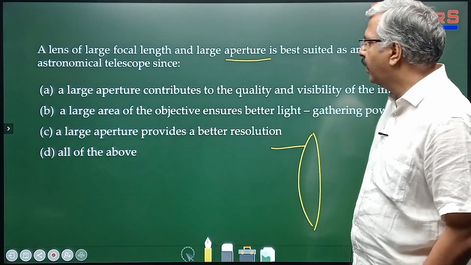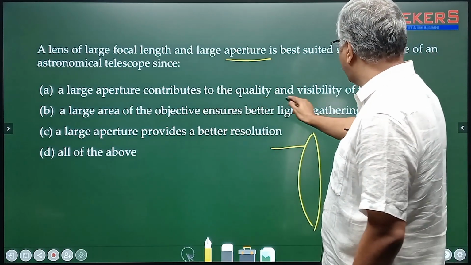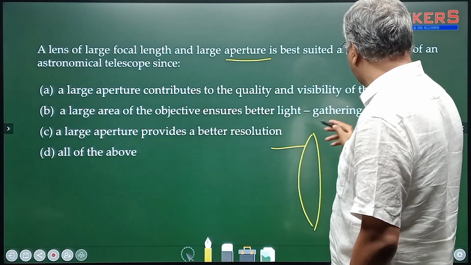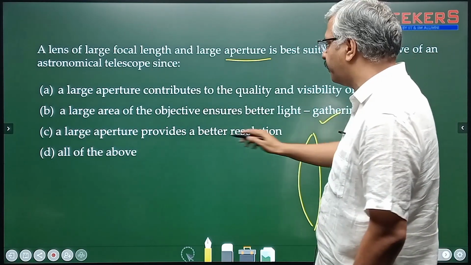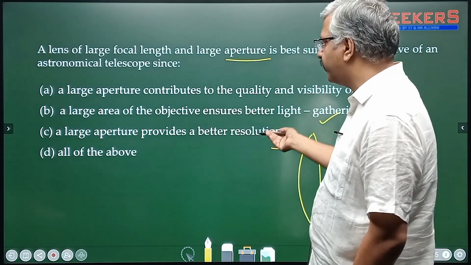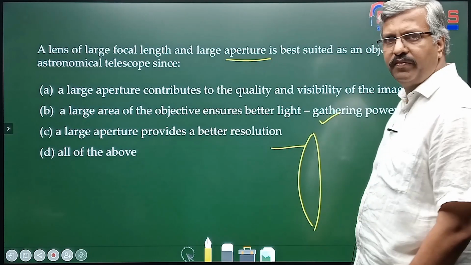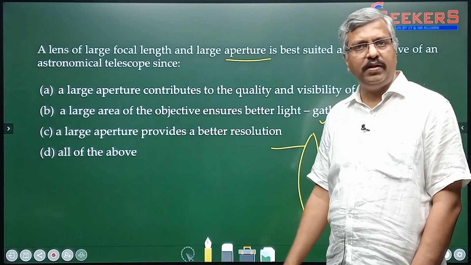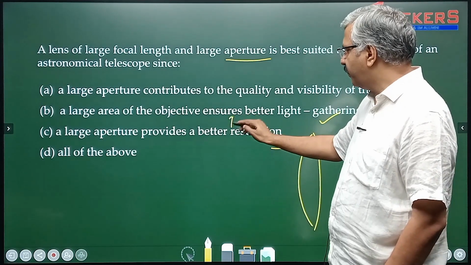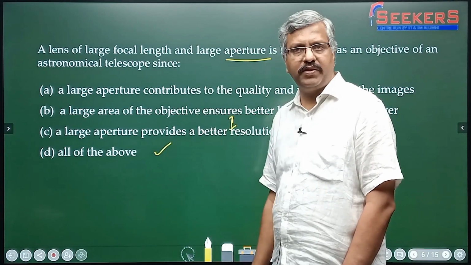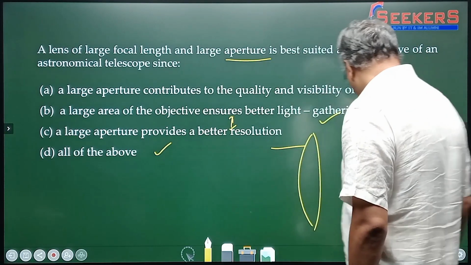So let's see. A large aperture contributes to the quality and visibility of the image. A large area of the objective ensures better light gathering power. So this is what appears. A large aperture provides a better resolution. All of the above. So in this case, all of the above is true, because for a telescope, resolution also depends upon the aperture. So both of these statements are true for sure. If both of these statements are true, all of the above must be true. So that is the answer.